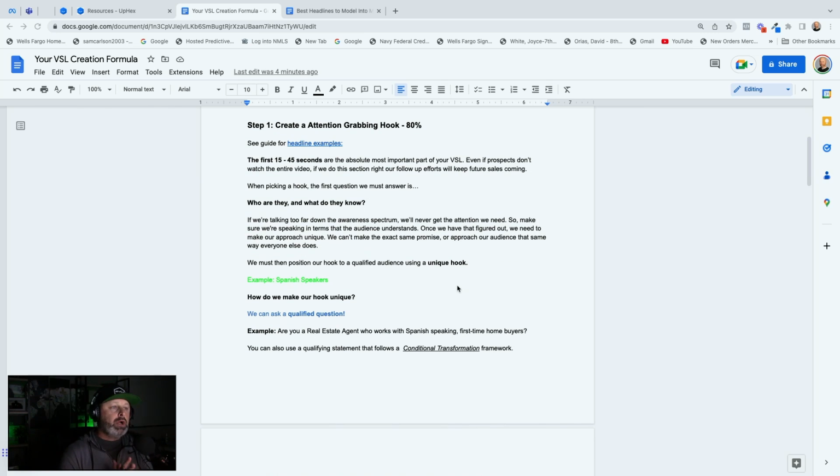So step number 1: create an attention-grabbing hook. If you watched the first video, the entire video was dedicated to creating an attention-grabbing hook. This is the 80%. Why? Because most people are not going to be converted through the VSL. They're going to be converted through the follow-up actions. If we have a really unique, concise, and specific hook, then we'll be able to use our squeeze page and grab the attention of the people that we want to follow up with. That is why this is step number 1. This is very important. Again, this is another call to go back and watch that video.